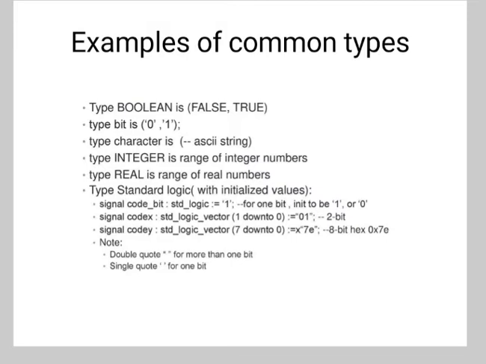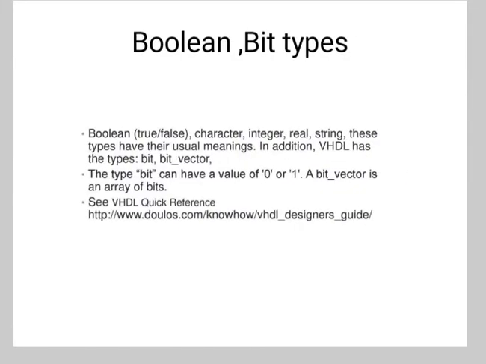So for more than 1 bit, the double quote is used, and for a single bit, the single quote is used. Then boolean, that is true or false, character, integer, real, string, these types have their usual meanings.